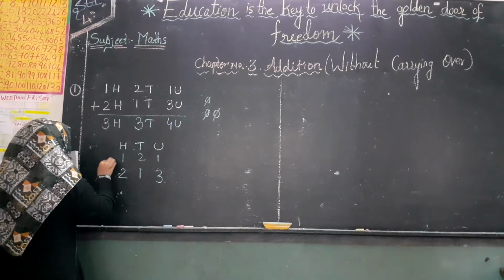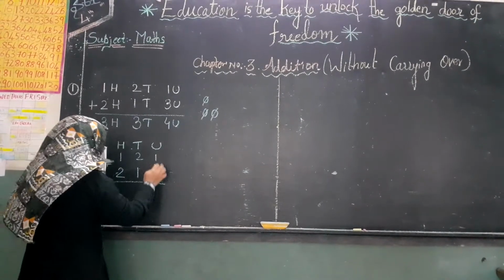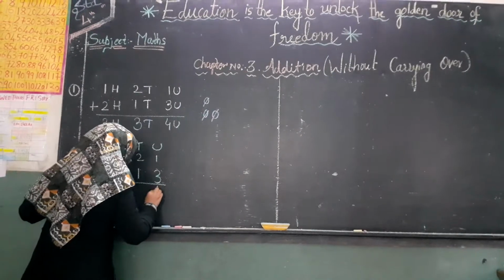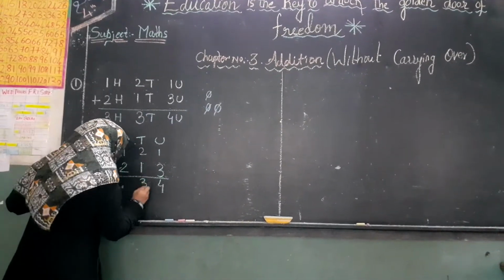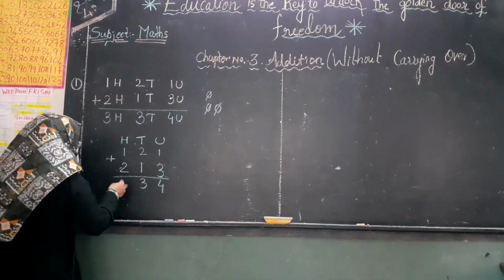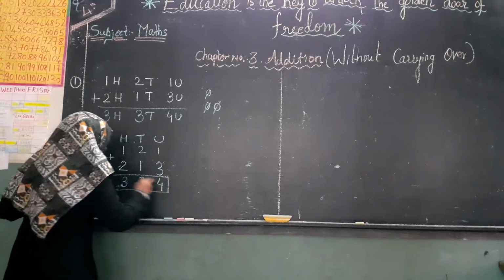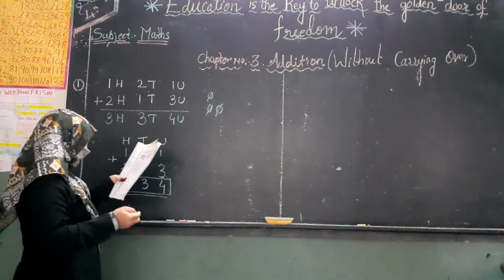Now we have to add all these. So 1 plus 3, we have written 4. Then you have to write 4. 2 plus 1 is 3. Understood? 1 plus 2 is 3. Okay, this is the answer. Have you understood this?